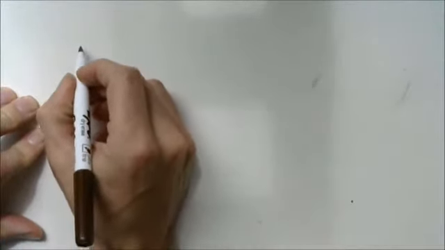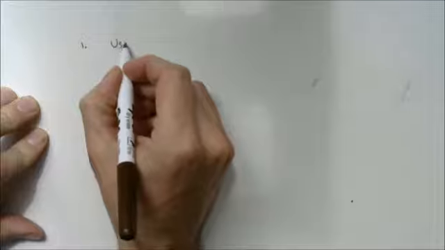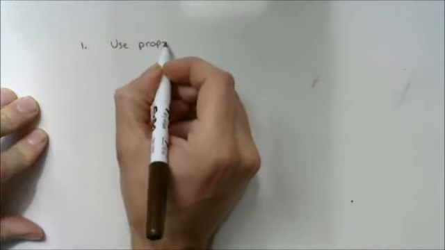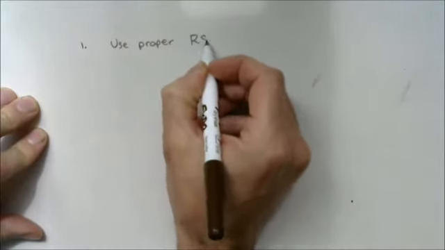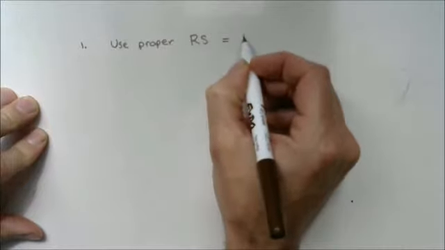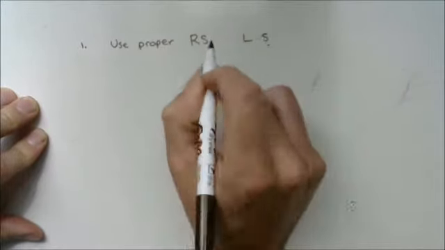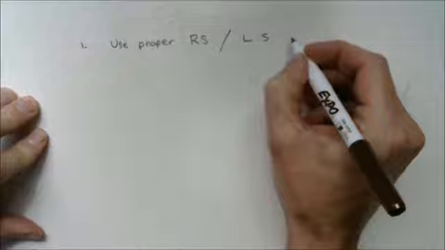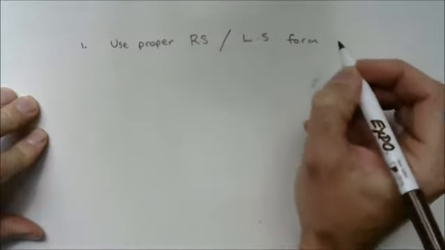In order to prove trig identities, we're going to be following four main steps, okay? First of all, we're going to be using proper left side, right side form, okay?